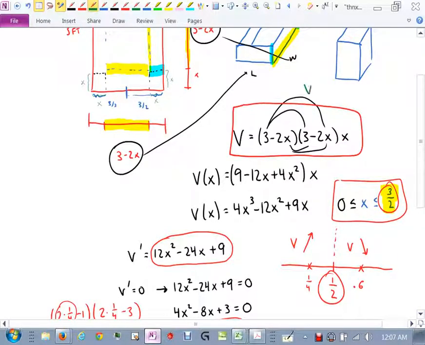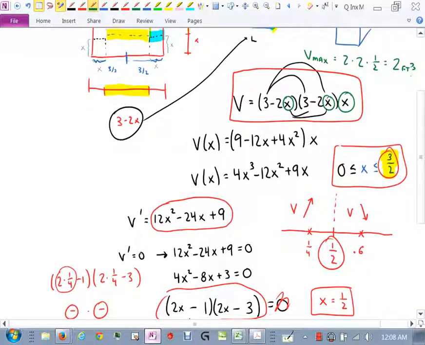Our maximum volume will happen when x is 1/2. So plug 1/2 in right here. Half of 2 is 1. So we get 3 minus 1, that's 2, times, now we already know half of 2 is 1, 3 minus 1 is 2, times, and then over here we plug in 1/2. So you get 2 times 2 is 4, half of that, that's 2. And was the measurement in feet? Yes, it was. So 2 cubic feet is the maximum volume that you're going to get.